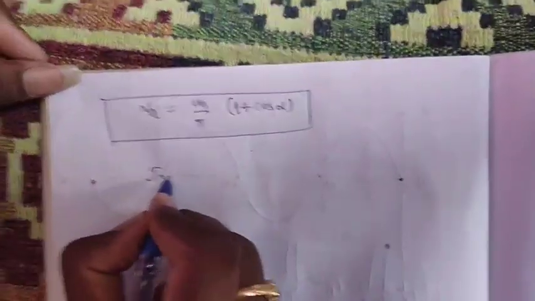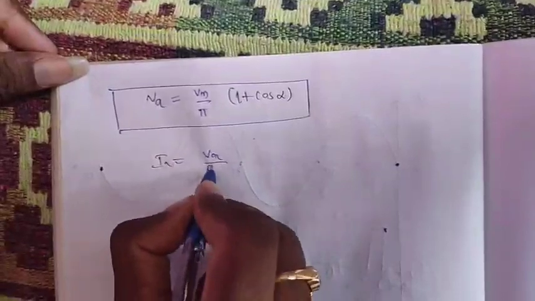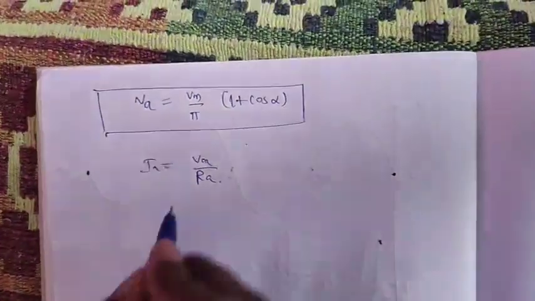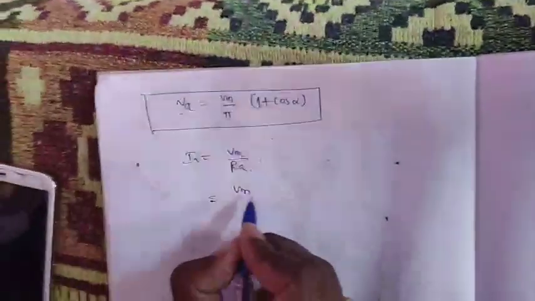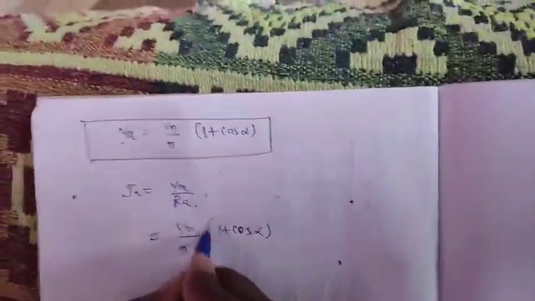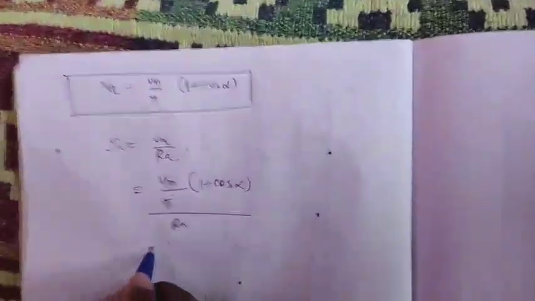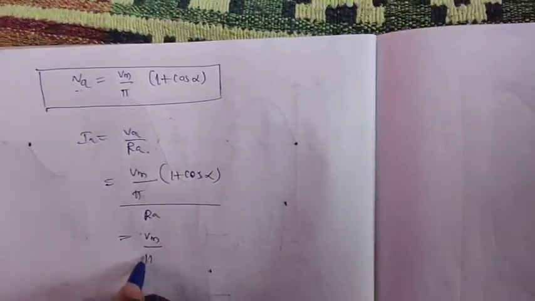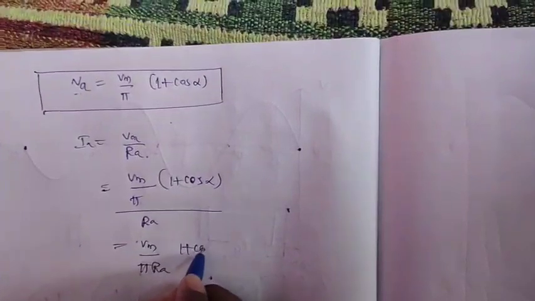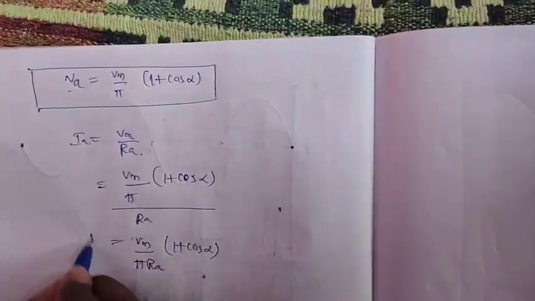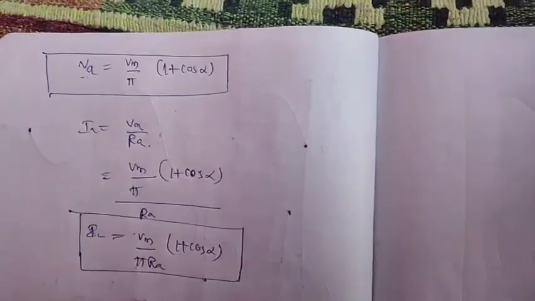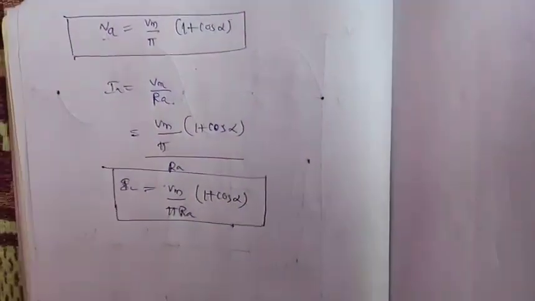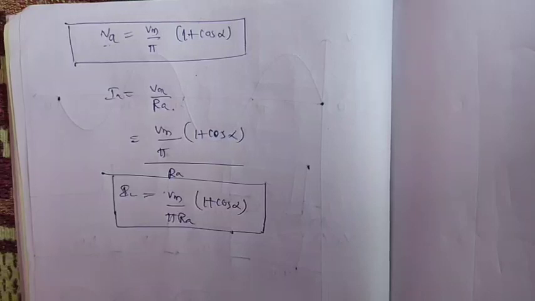So write the formula for Ia equal to Va by Ra. We know the formula for Va, so Vm by pi times 1 plus cos alpha divided by Ra, that is we can write Vm by pi Ra times 1 plus cos alpha. So this is the formula for armature current. Next, the torque speed expressions.